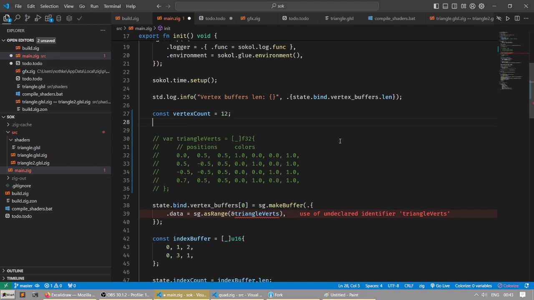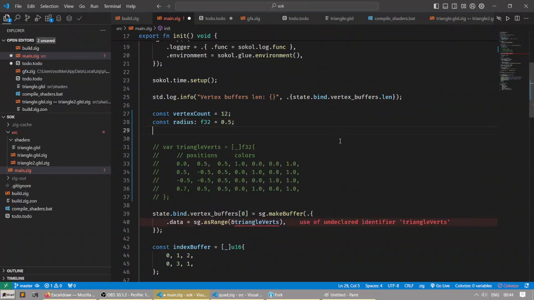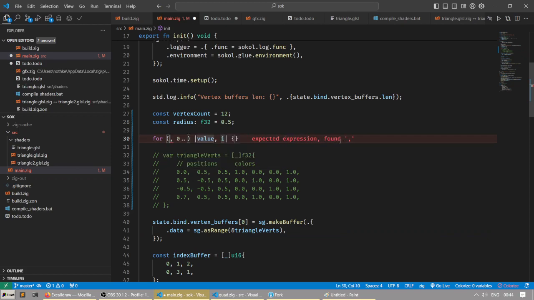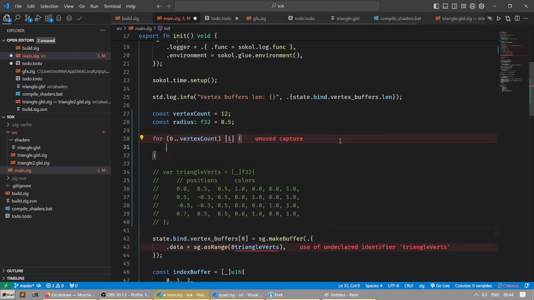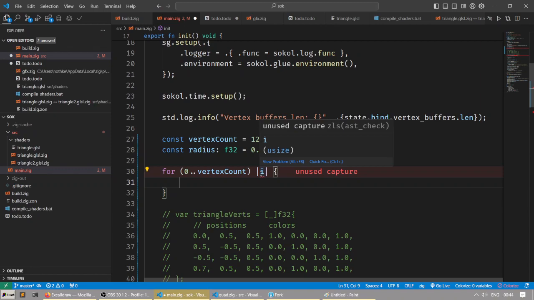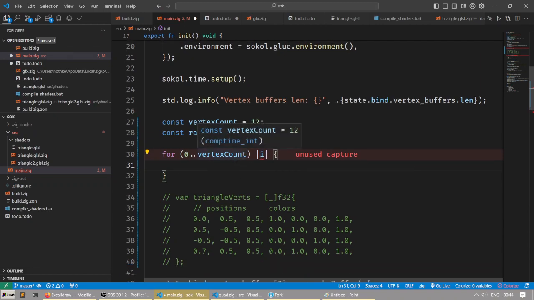The second thing is that I'm going to need to have some kind of a radius, right? So radius is going to be, yeah, 0.5, and that I'm going to do as f32. Well, now what we need to do is we need to go through 0 to vertex count, and we're gonna use an i to go through that. Is that going to work actually? Unused capture, yes, I think it should work.